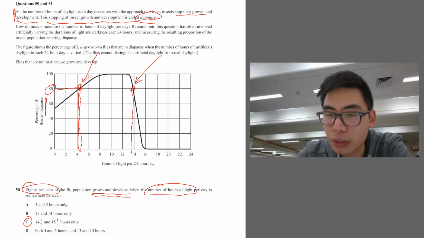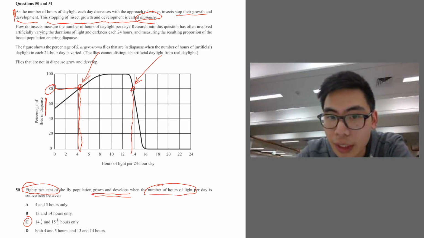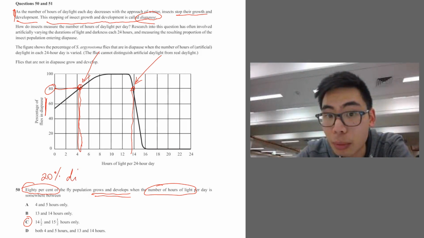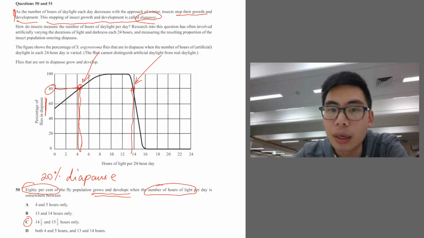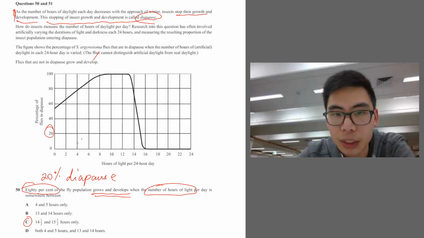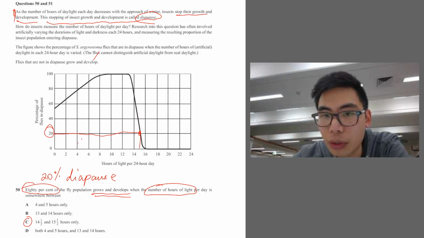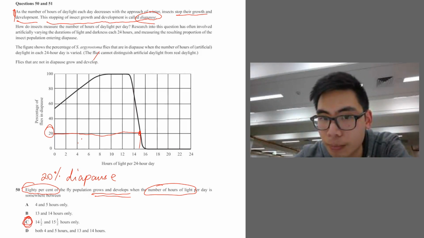So really, for us to directly use the graph, we should be answering the question, in which case is there 20% diapause? Okay, because if 80% of the fly population are growing and developing, that means the balance, which is 20%, are undergoing what we call diapause. And if you read off the graph now, for 20%, which is down here, that only occurs once, somewhere between 14 and 16 hours, and that's why C is the right answer.